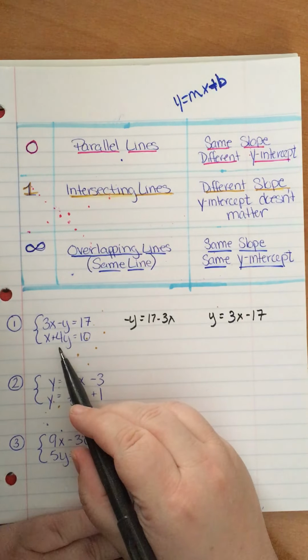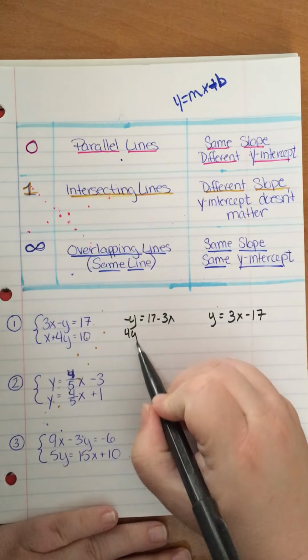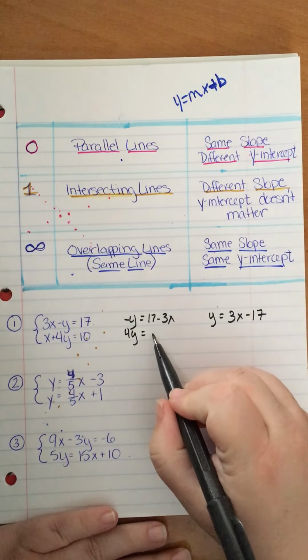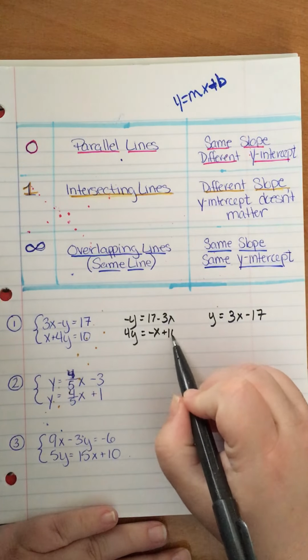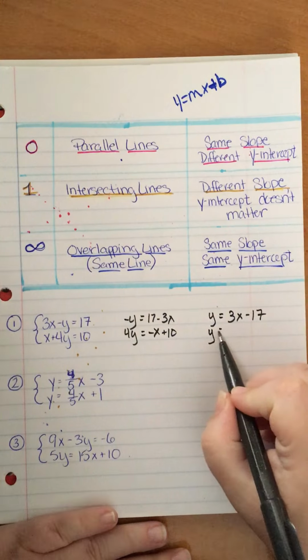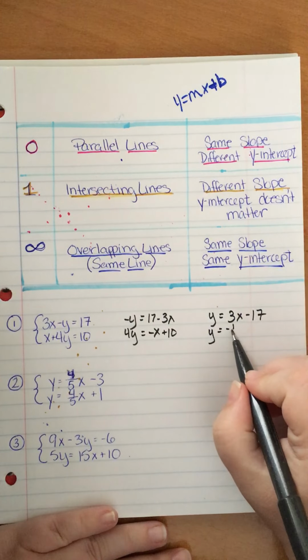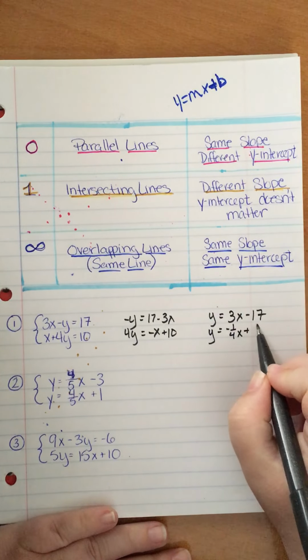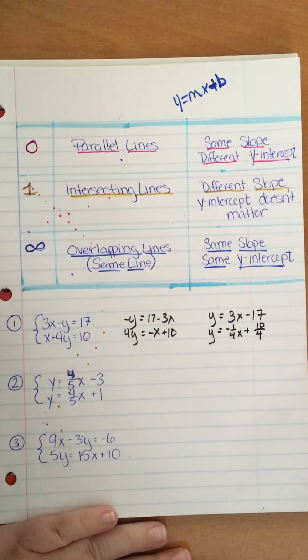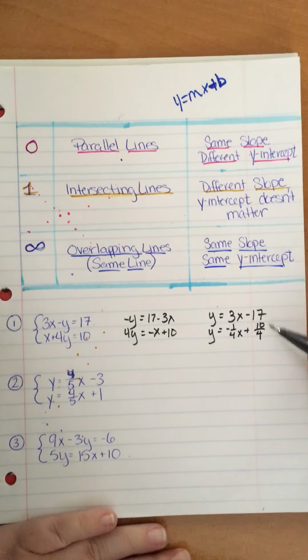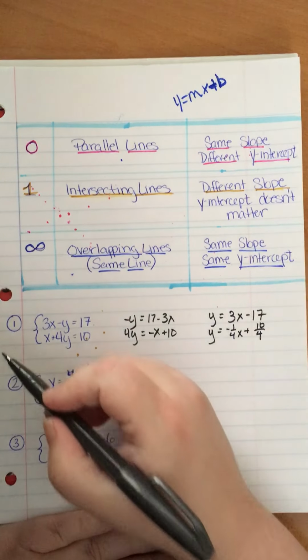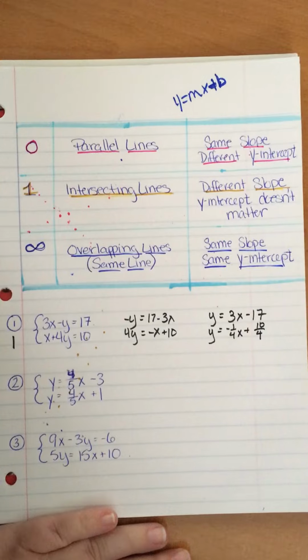If I rewrite this one over here, I've got 4y equals negative x plus 10, which is the same as saying 1y equals negative 1/4 x plus 10 over 4. This is what it should be in slope-intercept formula. My y-intercept is not the same. My slope is not the same, so I know there will be one solution.